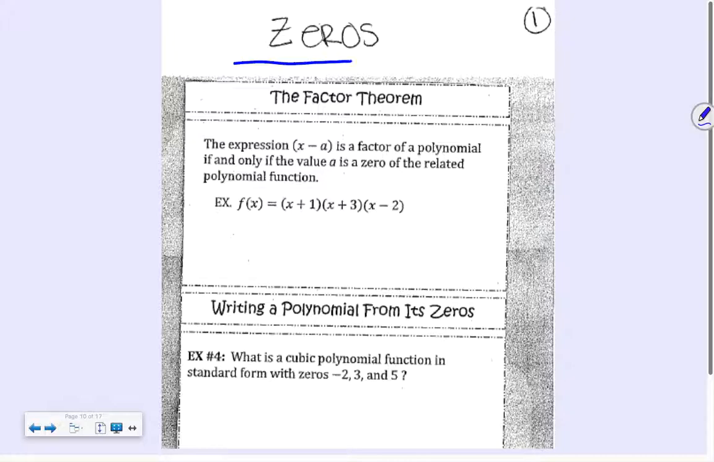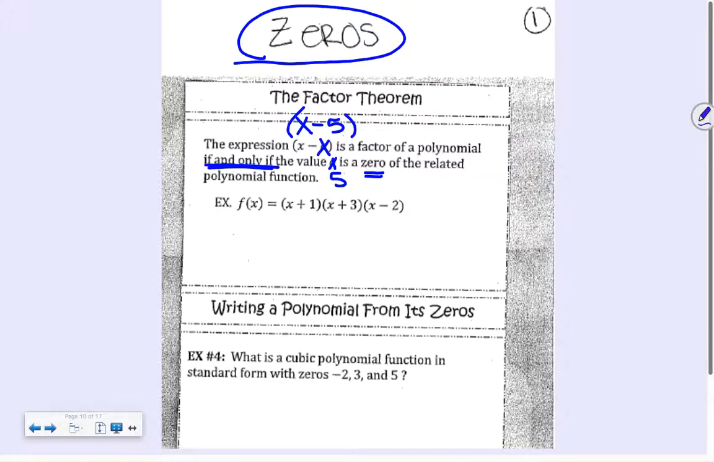These are your zeros again. We're talking about the expression x minus a. I'm going to do x minus 5. I want you to see a number other than a letter. So the expression x minus 5 is a factor of a polynomial if and only if the value, not a, but 5, is a what? A zero. Because isn't 5 going to be a zero? X minus 5, what's the zero? 5. If and only if 5 is a zero of the related polynomial function.